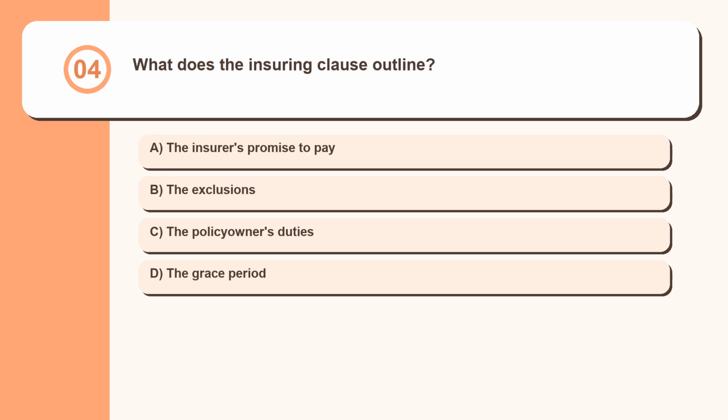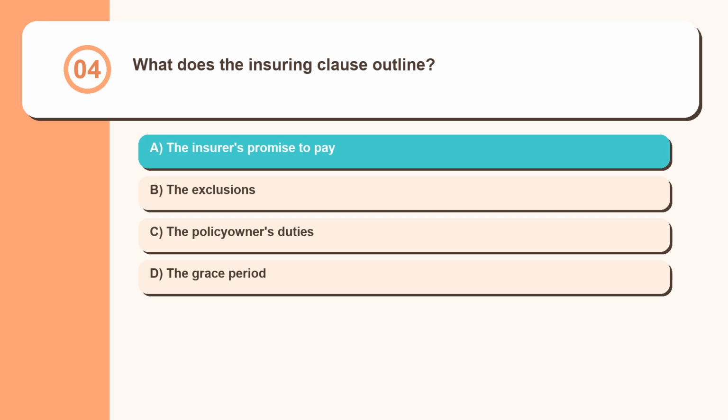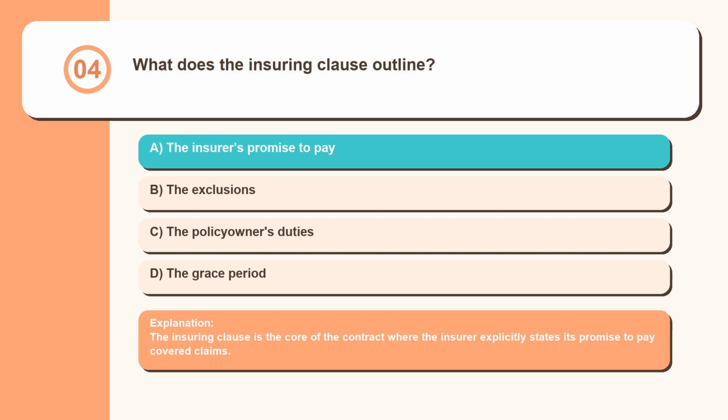Question 4. What does the insuring clause outline? The insurer's promise to pay, the exclusions, the policy owner's duties, the grace period. The insuring clause is the core of the contract where the insurer explicitly states its promise to pay covered claims.